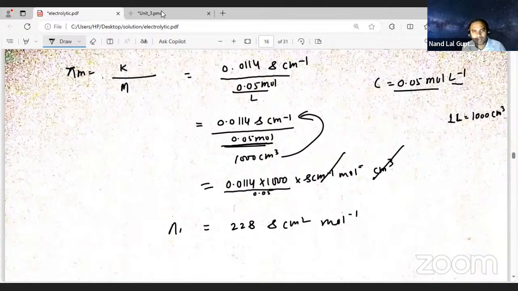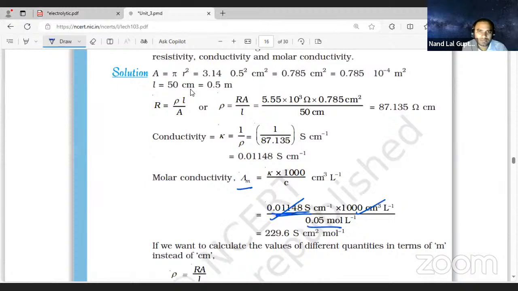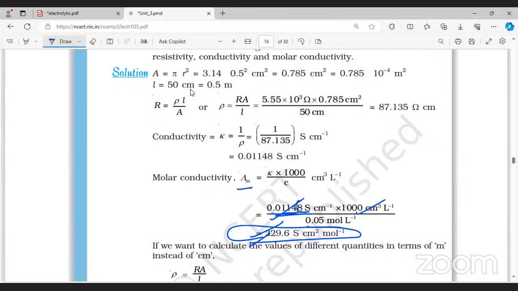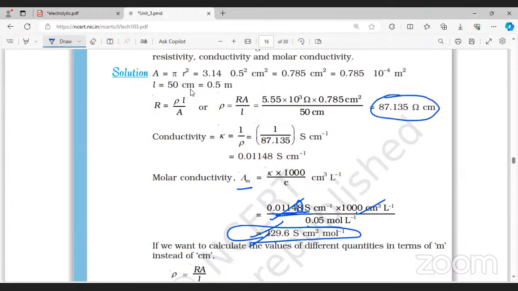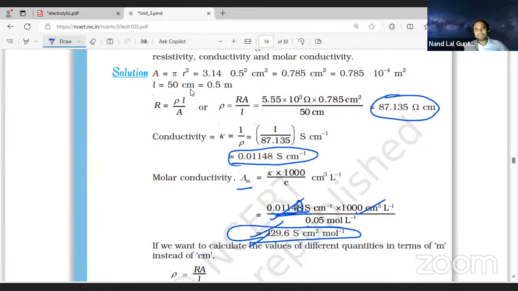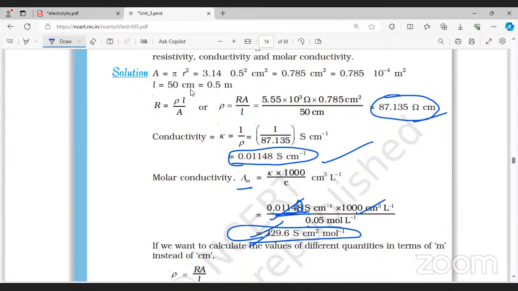So it is coming 228 Siemens centimeter square mole inverse. This is the lambda m value. You can check here, what is the value? 229.6, a little bit approximate figure. First of all, you check the answer whether correct or not. 87.135 correct? Yes, sir. 0.0114, that is correct. Yes, sir. And here 229.6, that is also correct.